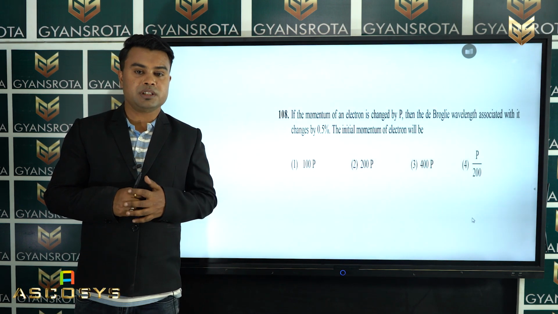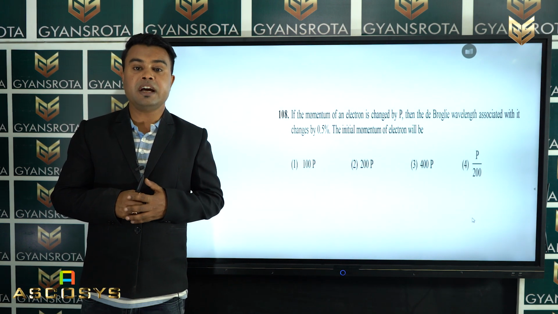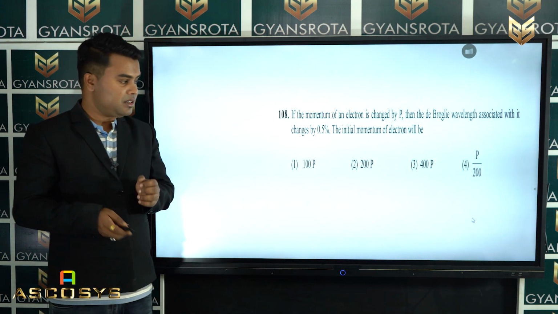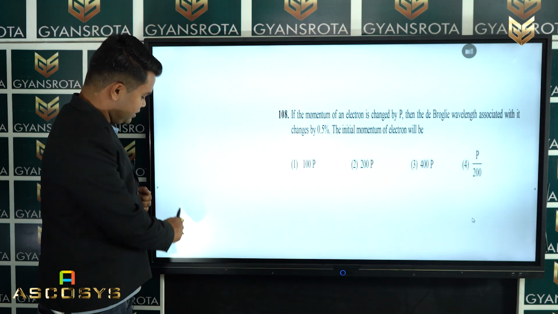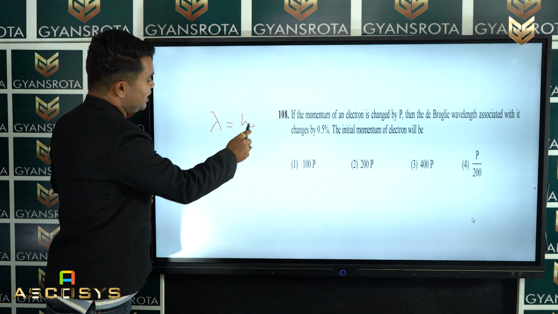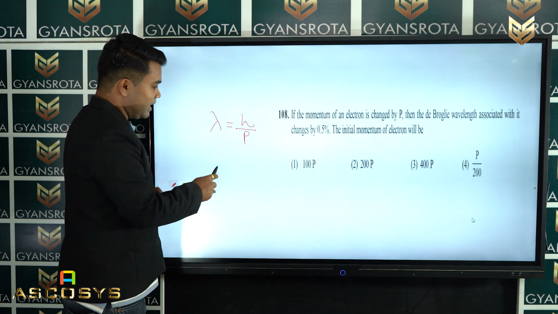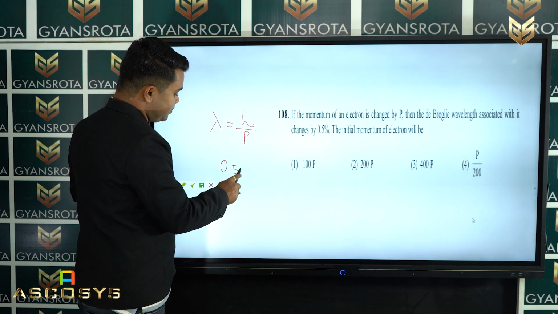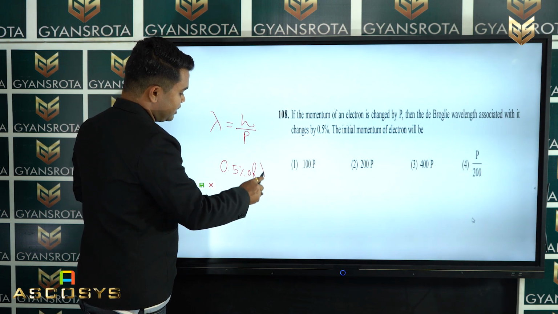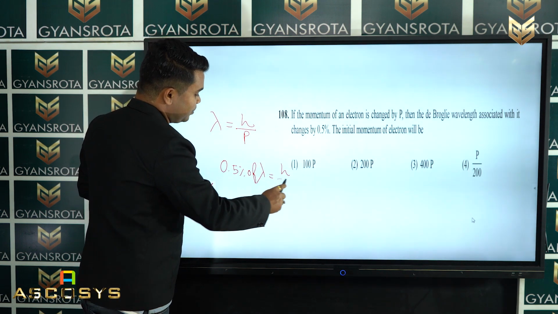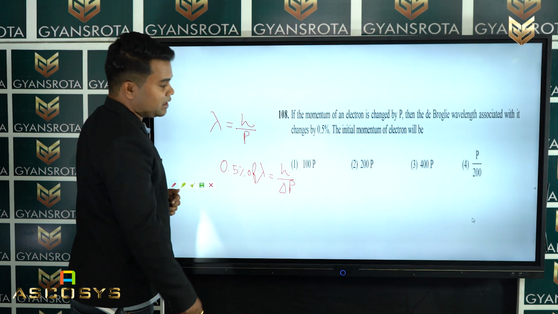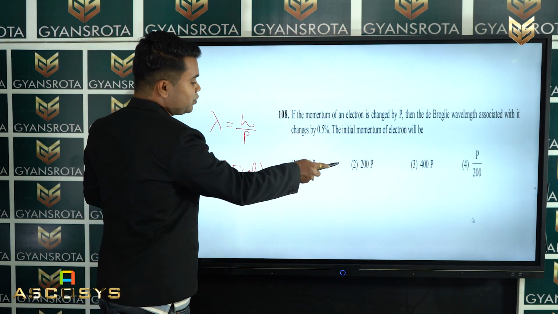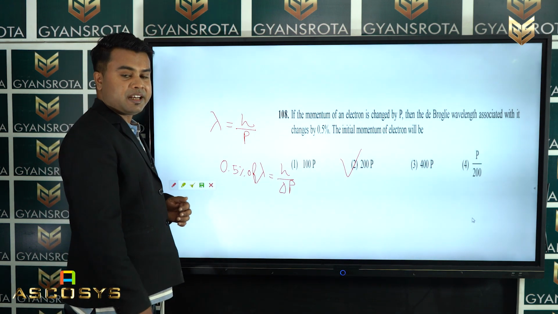Now my dear students, this question came from the topic de Broglie's hypothesis from the chapter dual nature of radiation and matter. The formula which you are going to use here is lambda is equal to h by p. This is the first case. In the second case, lambda will change: it will be 0.5% of the initial one, and the momentum will change to delta p. So you have to take the ratio and find the answer. The final answer for this one will be 200p. Please check and get the answer.